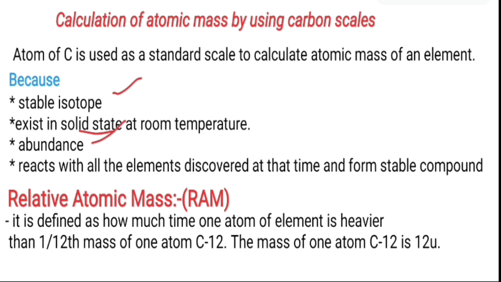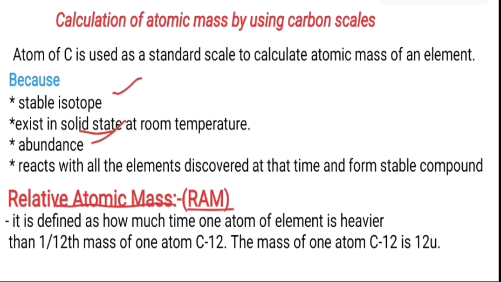So these are the reasons why scientists changed from the hydrogen scale to the oxygen scale, and finally took the carbon scale as a standard. Now, as we are comparing the mass of the atom with the carbon scale, we can term it relative atomic mass, or RAM.